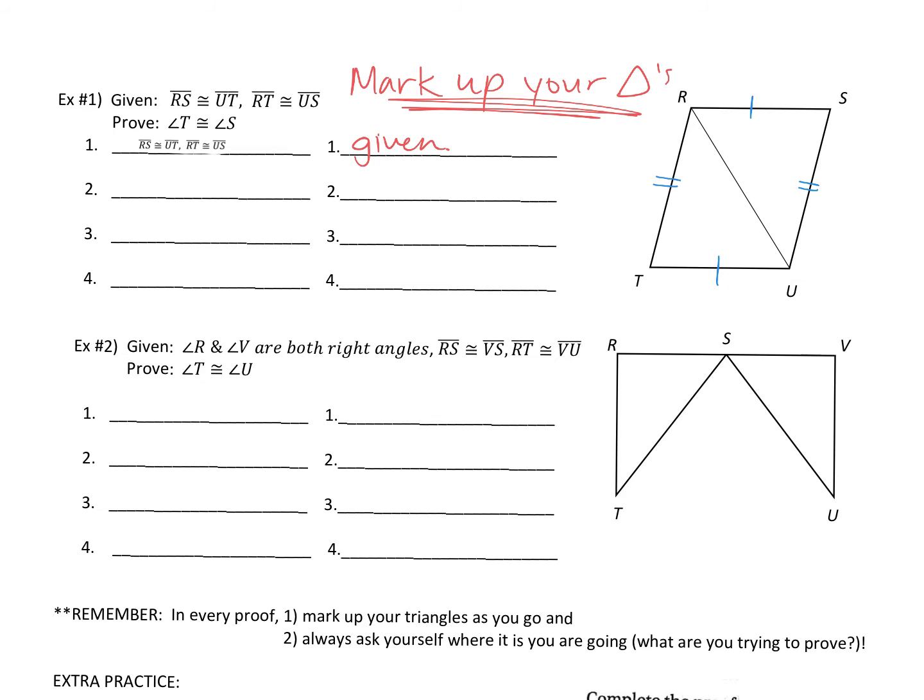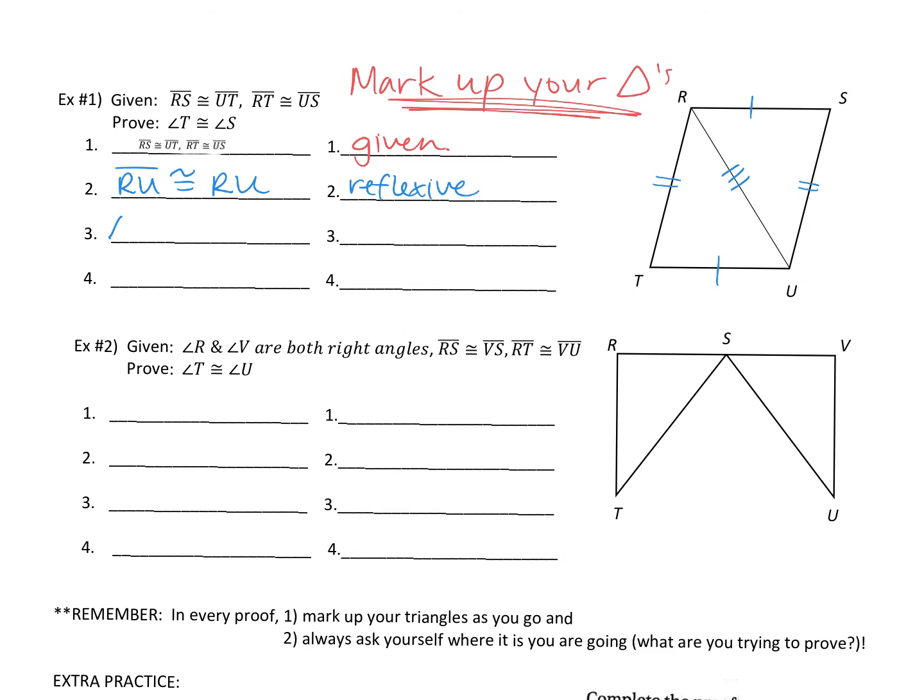Do you see something else we know, Jonathan? Yes, we know, and mark it, okay? 3 marks there. RU is congruent to RU. How do we know that? It's reflexive. Okay, so now look at your triangles. What do you know? They're the same. SSS.